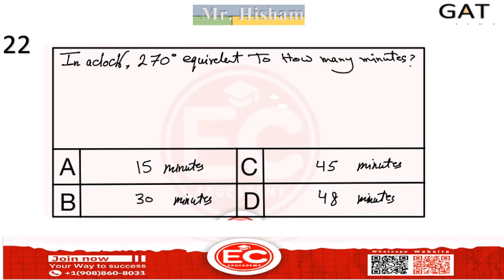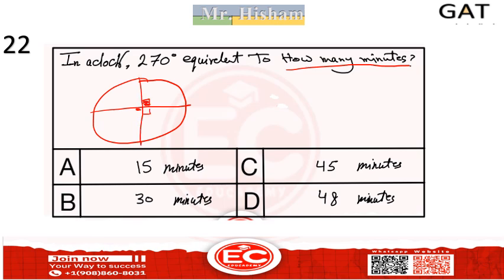In a clock, 270 degrees is equivalent to how many minutes? If we draw a clock and divide it into 4 parts, each part represents 90 degrees, and each part represents 15 minutes. So 15 minutes and 15 minutes and another 15 minutes. So the total will be 45 minutes.